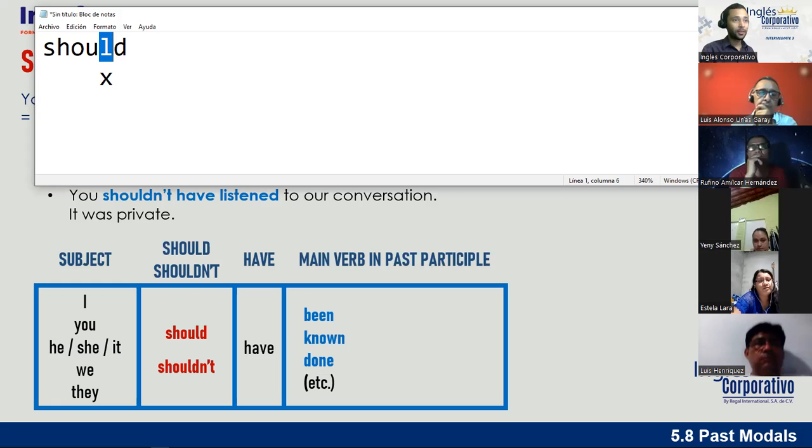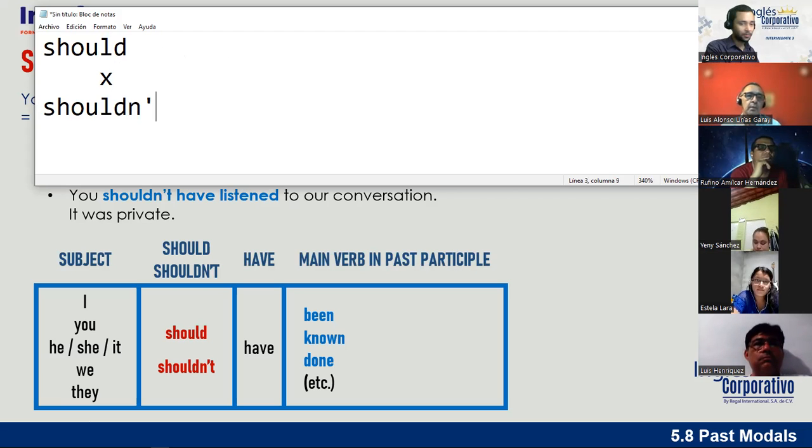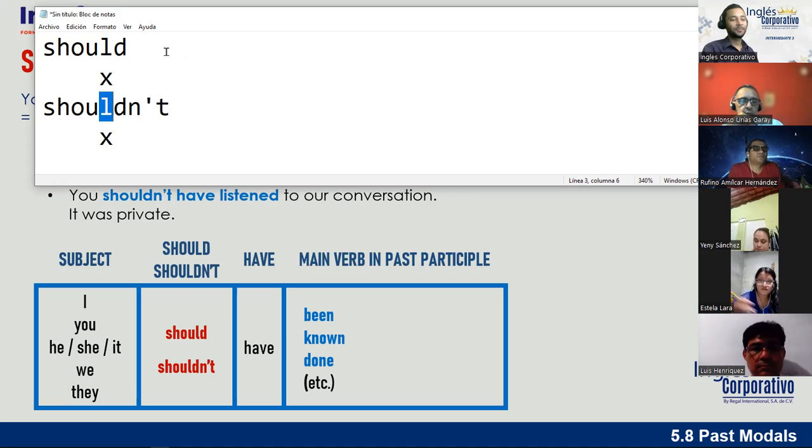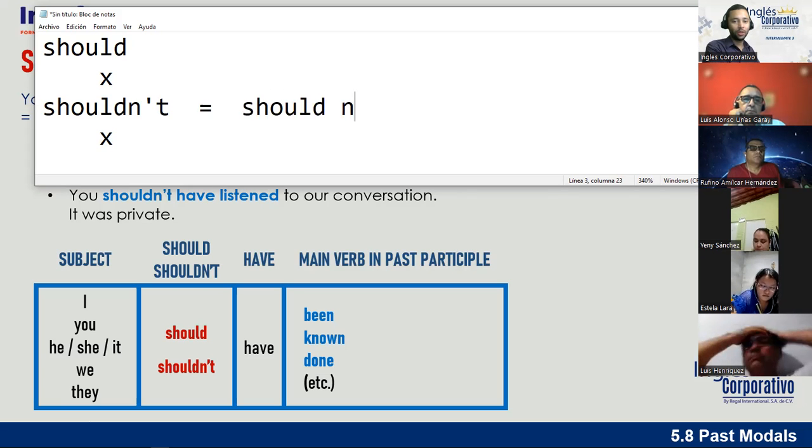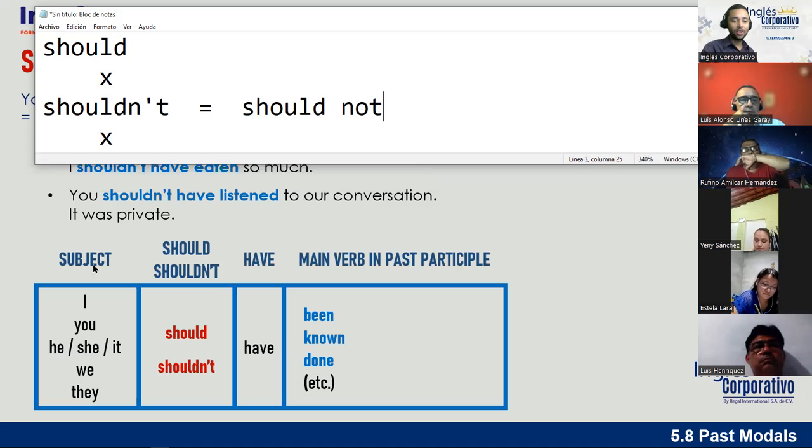In negative, it's the same idea, just again, the L is silent. You say shouldn't. Shouldn't. So this one is not pronounced with the L. You're welcome. Now, shouldn't, of course, is the short form of should not. It's the same thing. Okay, so back to the presentation, you can see it here.